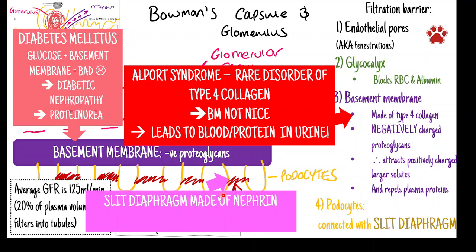And finally, your slit diaphragms between your podocytes are made of something called nephrin, and nephrin mutations can also lead to proteinuria. And that's it.